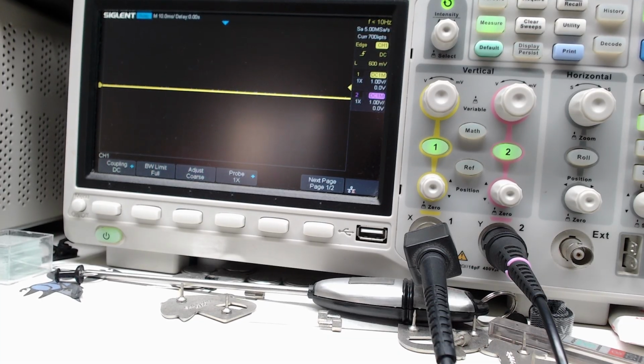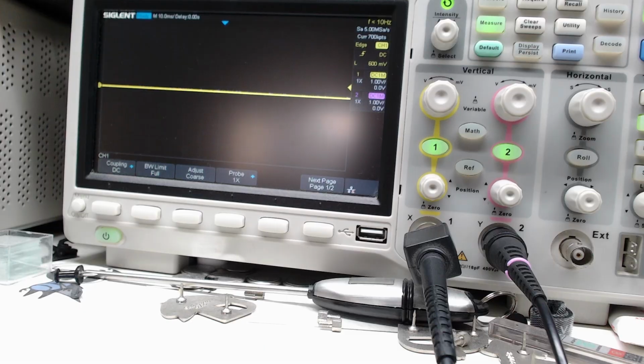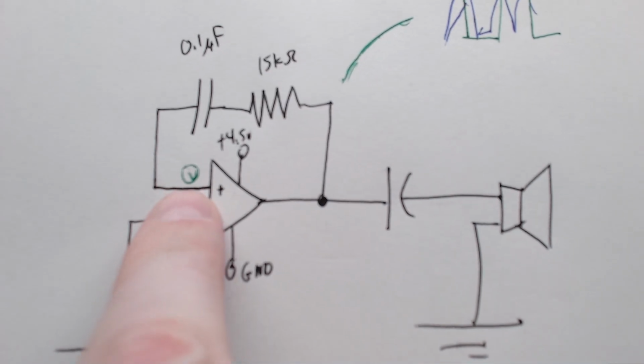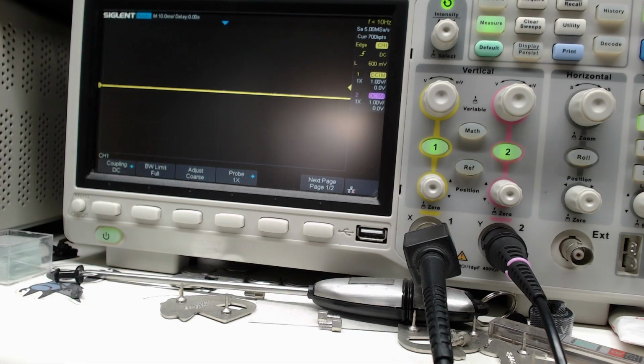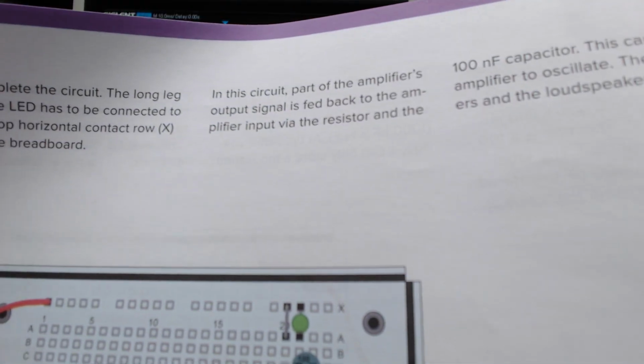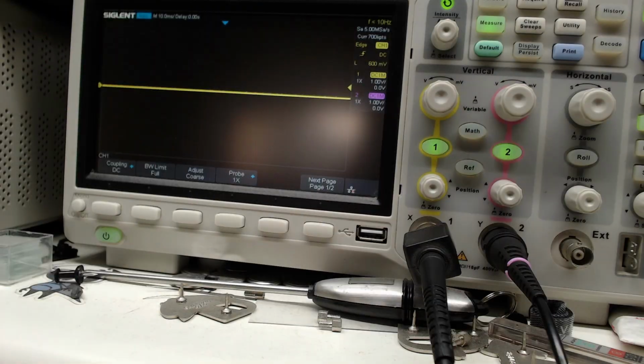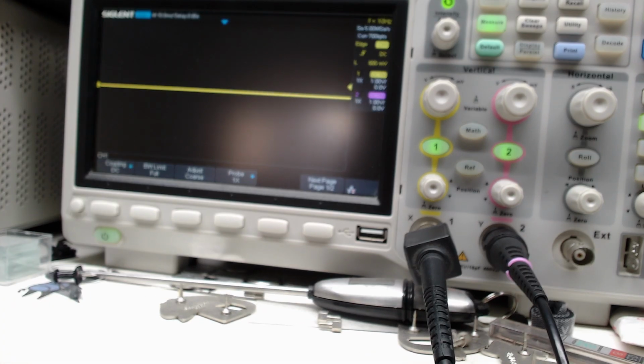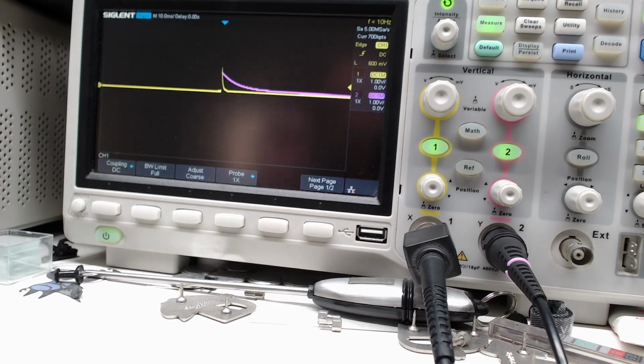The purple trace is on the input, right at this position here on the inverting input. Sorry, non-inverting input, on the plus sign on the non-inverting input, or basically here on this pin 3, just so we can see what's going on. So let's turn this on.